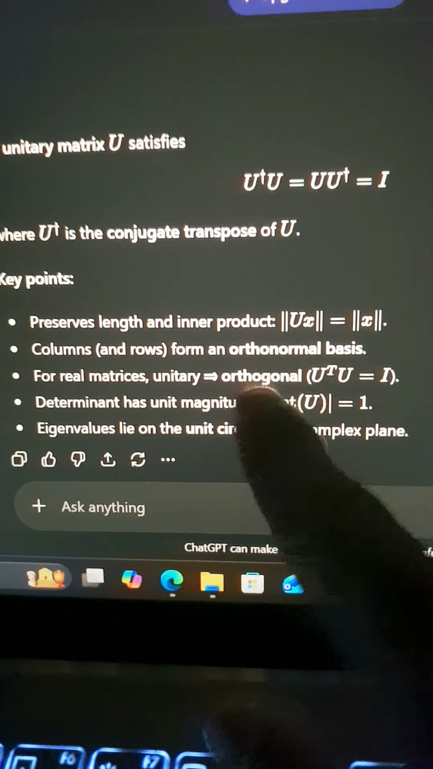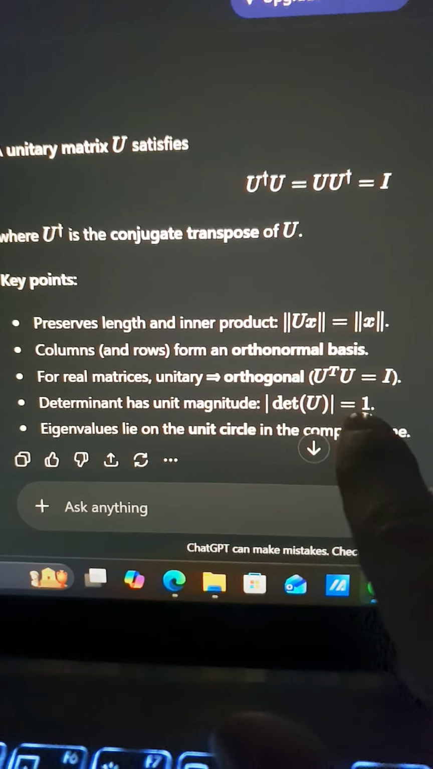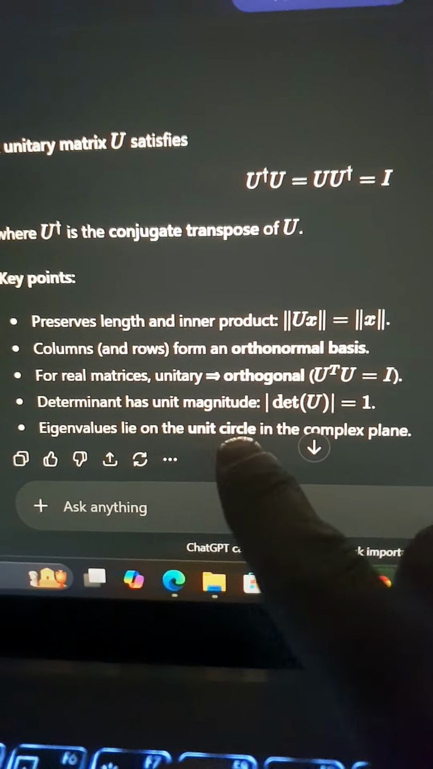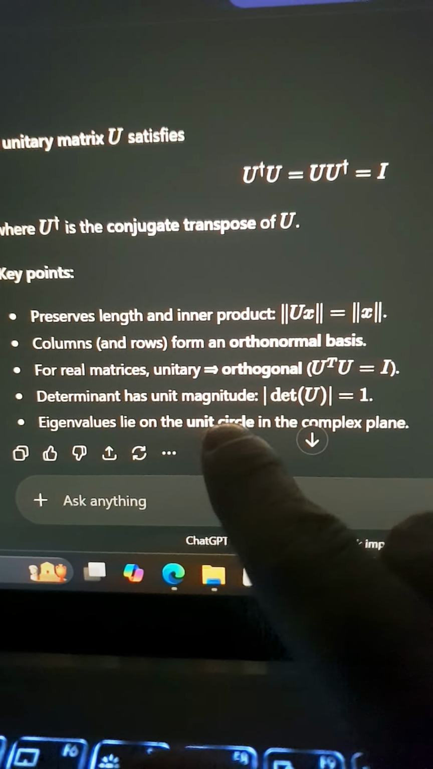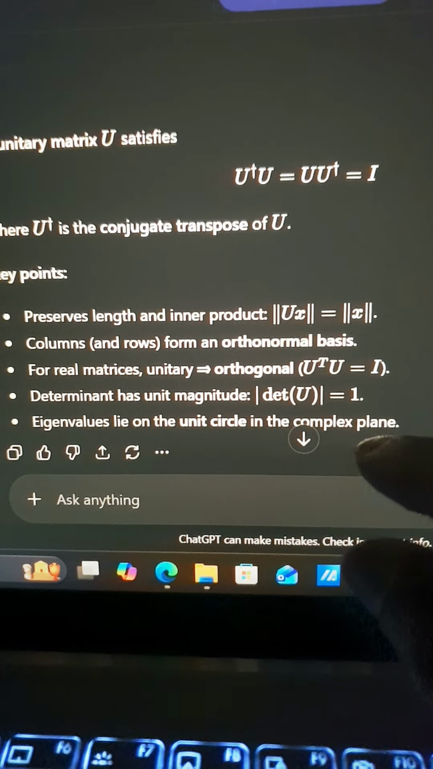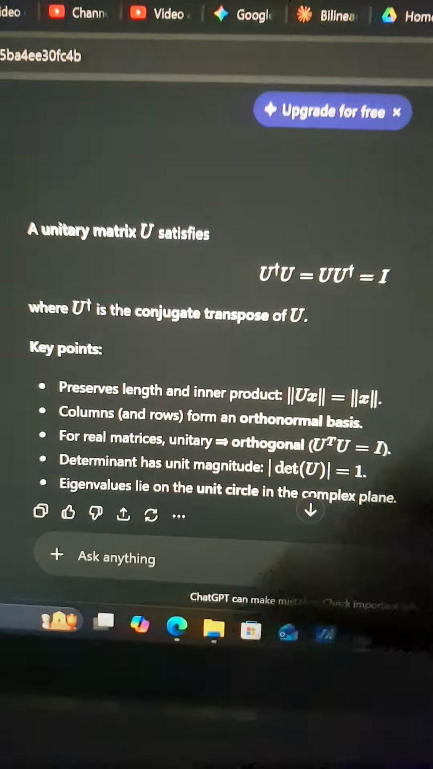Now the determinant of a unitary matrix has absolute value 1, and the eigenvalues also lie on the unit circle, so their absolute value is also 1. So this was in a nutshell about unitary matrices and, for real matrices, orthogonal matrices.